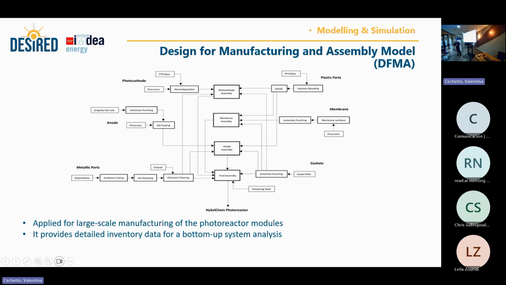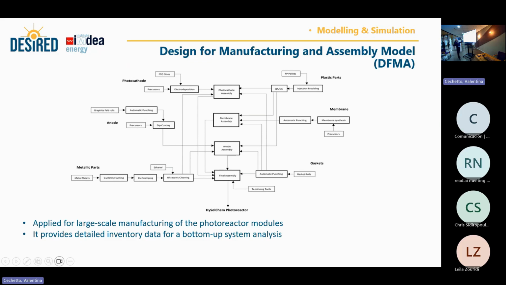The first model is what we call the Design for Manufacturing and Assembly, DFMA model, which we applied to consider a large-scale manufacturing of this device. Here, it's kind of a big factory based on the breakdown structure of the system. We have different sub-processes to produce the different pieces or components of the system, and then we put them together in sequential assembly steps to have the final product.